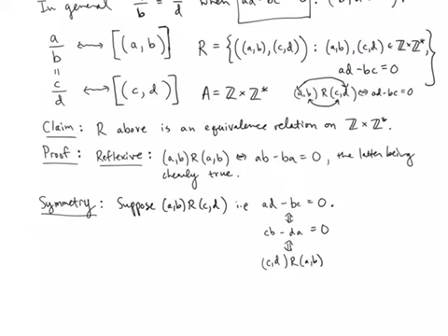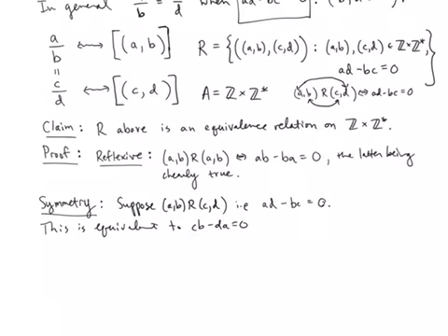And so we can just write that down nice and neat. So starting with AD minus BC equals 0, that's equivalent to CB minus DA equals 0, just by multiplying that equation by negative 1 on both sides. And by definition, that means that CD is related to AB.